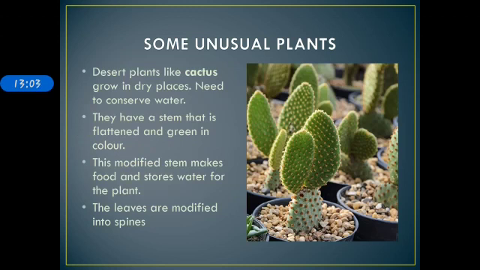Some unusual plants. Okay, these are different in their ways, like desert plants, cactus. You know, in desert there is very little water. Okay, but plants need water for their survival. So how do these survive? Because they are in desert, they need to conserve water. They have a stem that is flattened and green in color. This modified stem makes food and stores water for the plant. The leaves are modified into spines, as you can see in the picture.